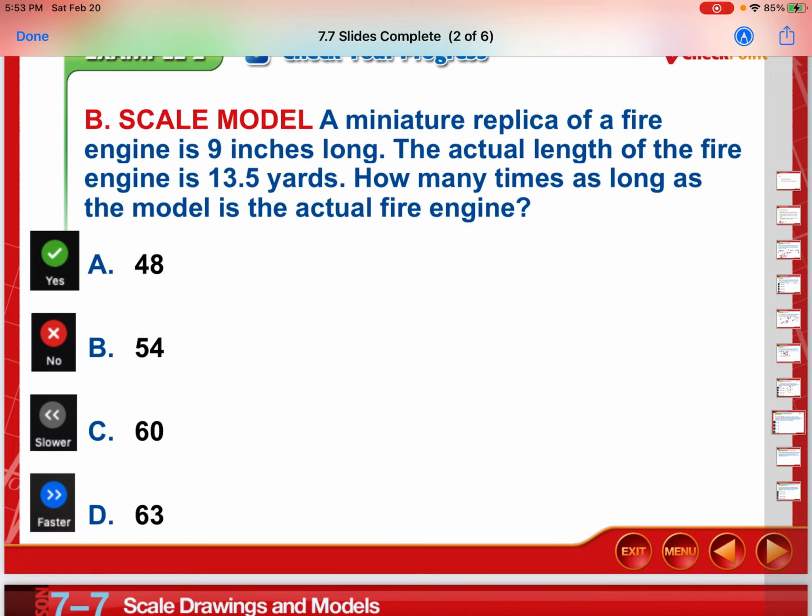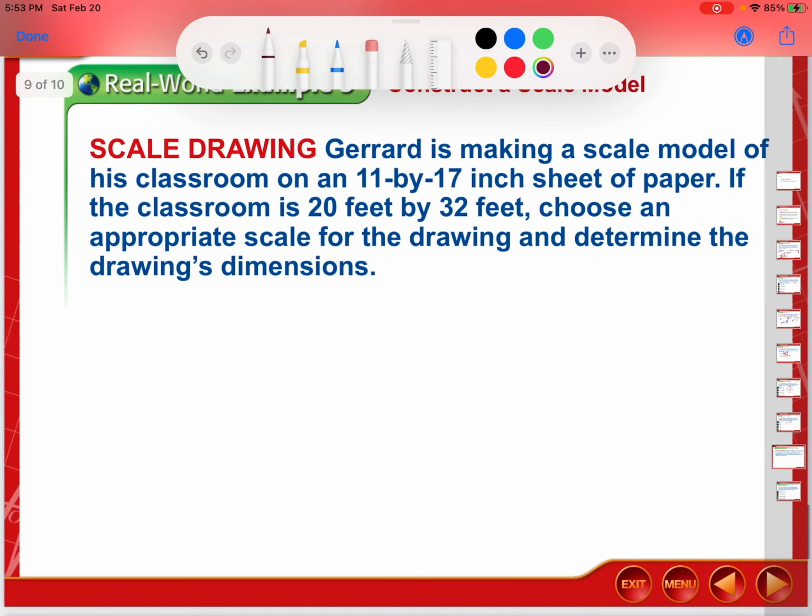All right, continuing on, a miniature replica of a fire engine is blah, blah, blah, blah. How many times as long as the model is the actual fire engine? So we said 1 inch to 1.5 yards, and a yard is 36 inches. So 1.5 times 36 would be 54. So 54 inches to 1 inch. So it would be 54 times as big. Lovely.